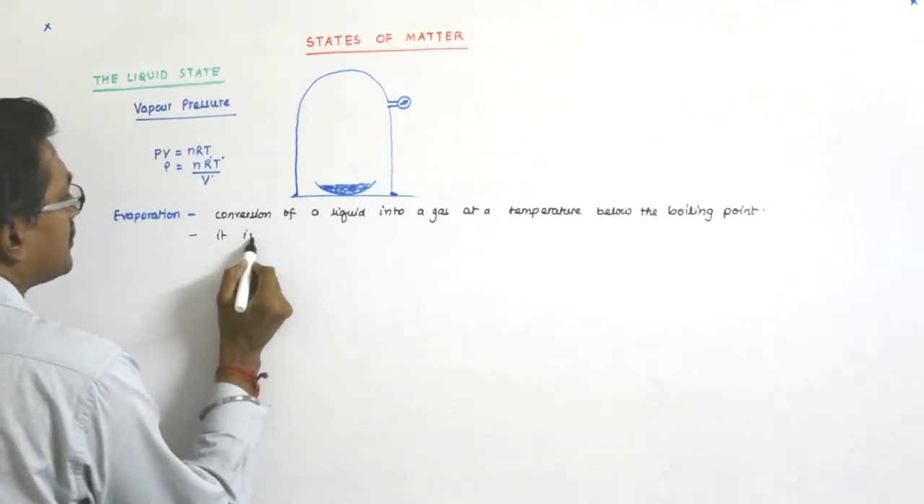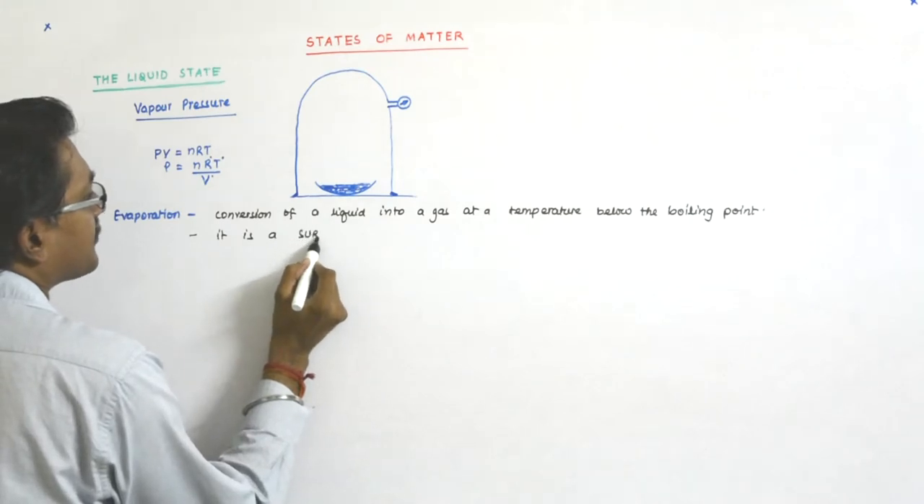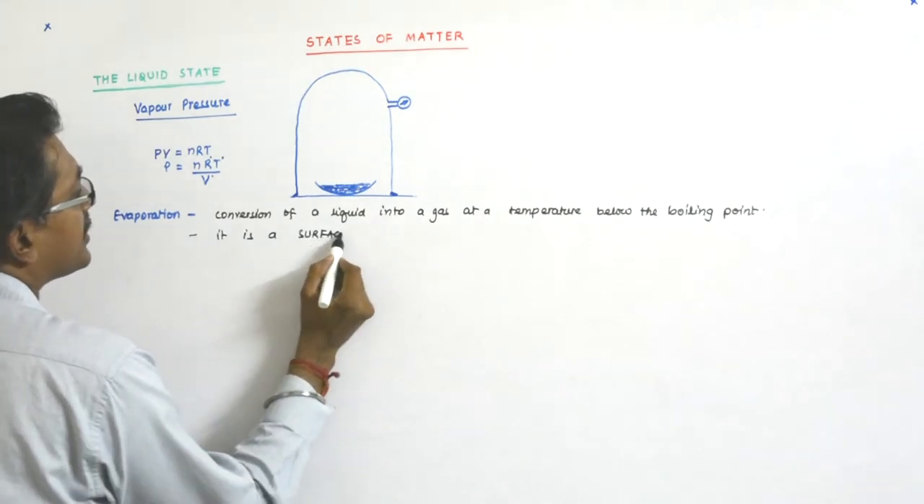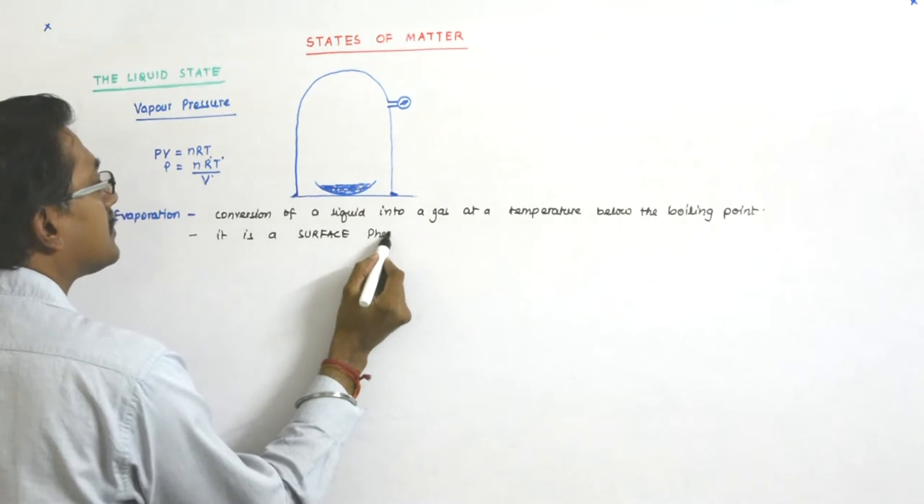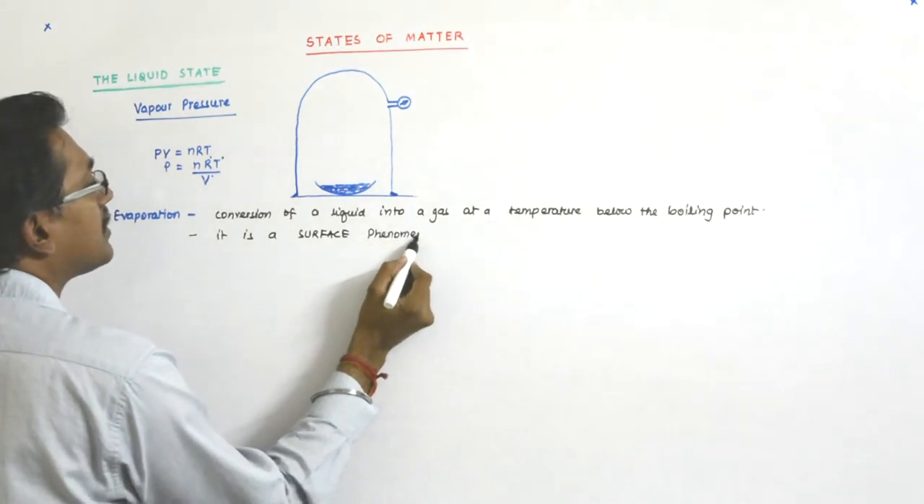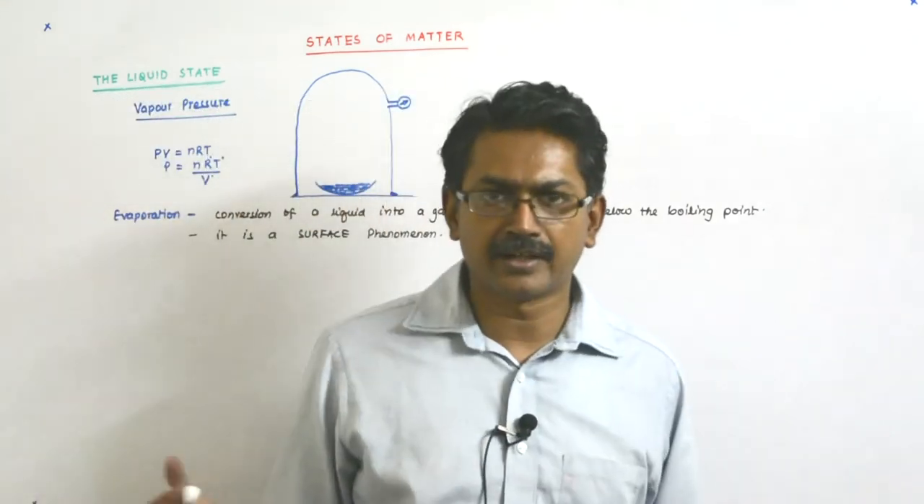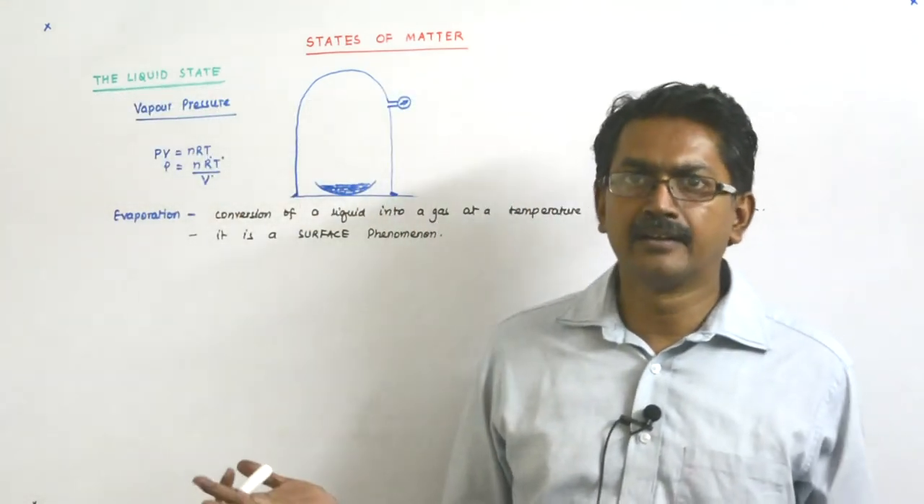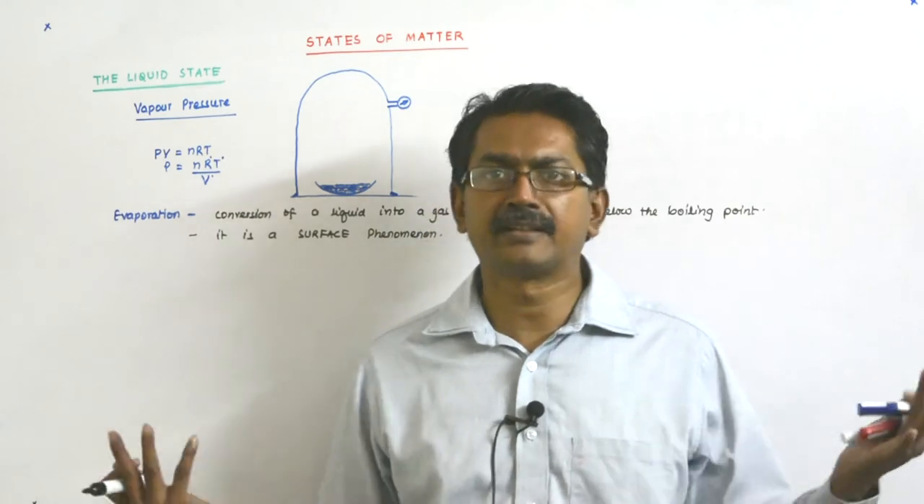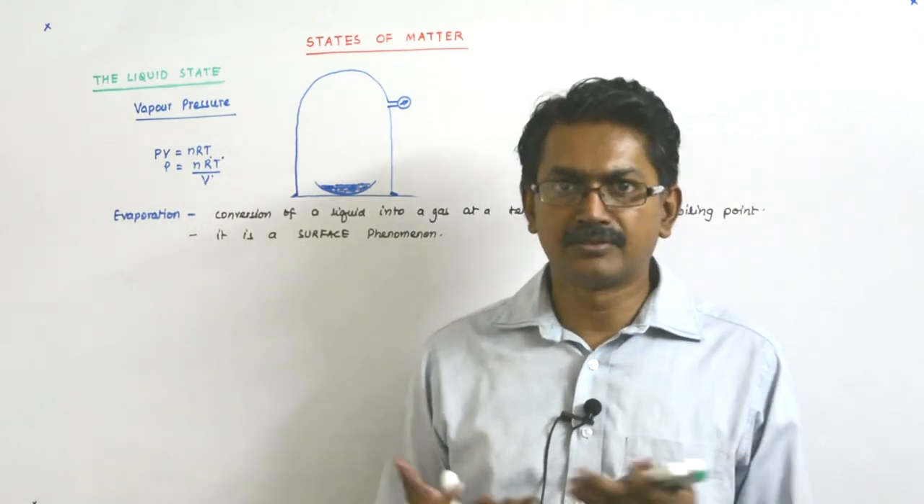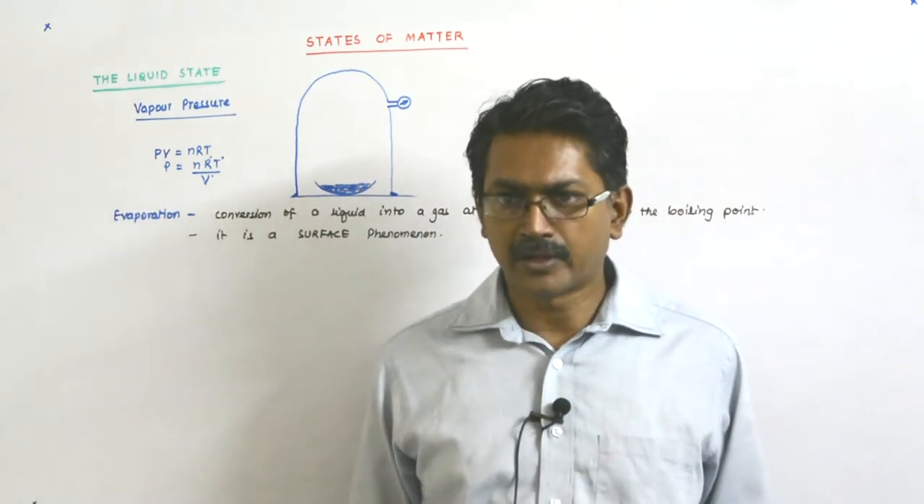It is a surface phenomena, and indeed, why is it a surface phenomena? Because if you increase the surface area, you take it in a wider container, you'll find the evaporation much quicker, if the surface is more.